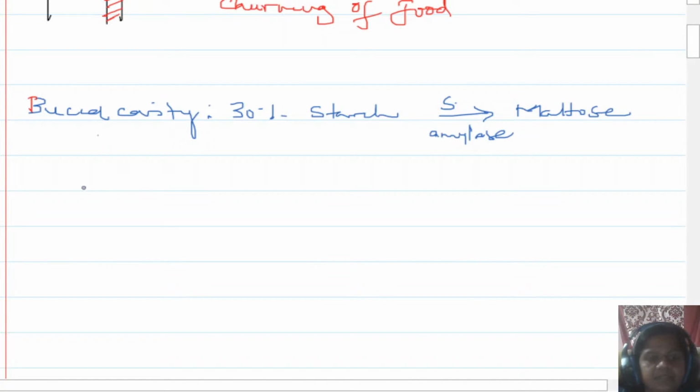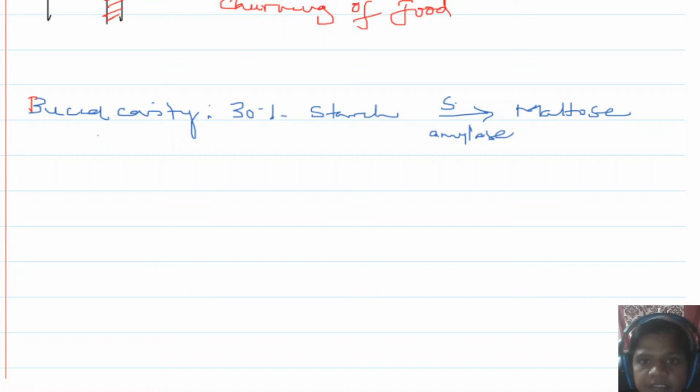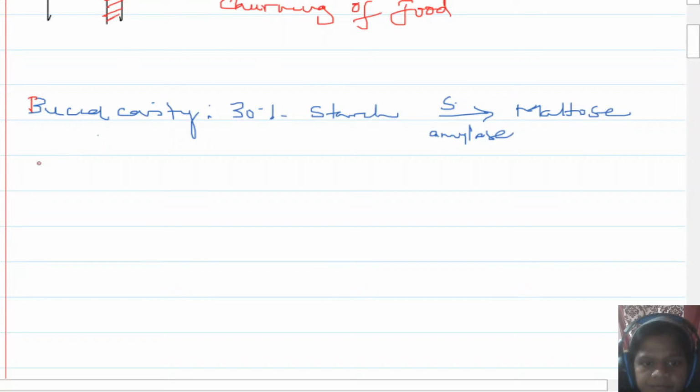It's alkaline. The salivary juice consists of not just the salivary amylase, but also lysozyme and mucus. Mucus binds the food together. And the lysozyme helps in killing the bacteria. That's what happens in the buccal cavity. The only component of the food that gets digested in the buccal cavity is carbohydrate. Then it comes to the stomach. Okay, here we go.